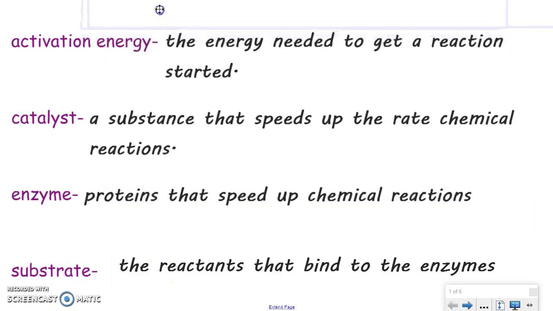And then a substrate is just a special word for a reactant that binds to enzymes. So we learned that we have reactants. They rearrange themselves into products in a chemical reaction. If those reactants are binding to an enzyme, we just have a special name for them, a substrate.